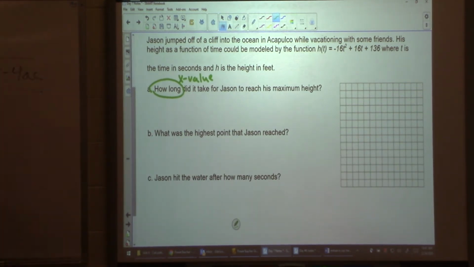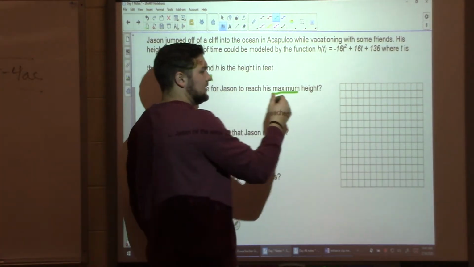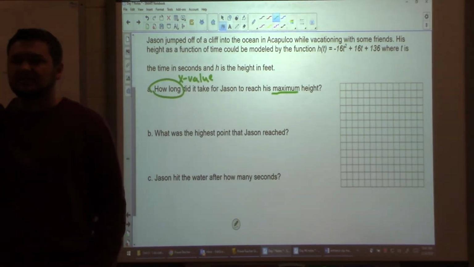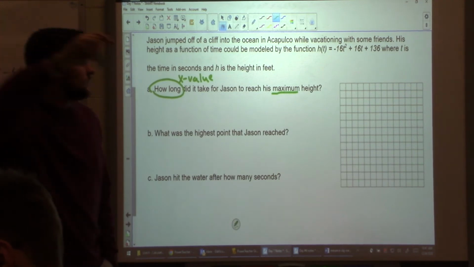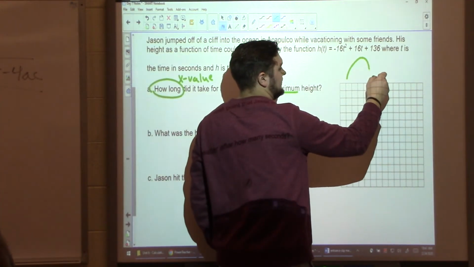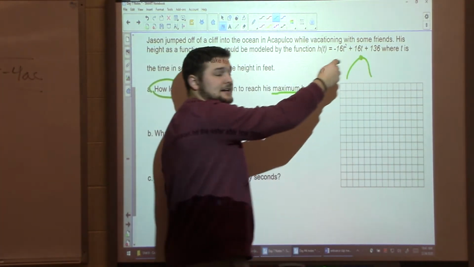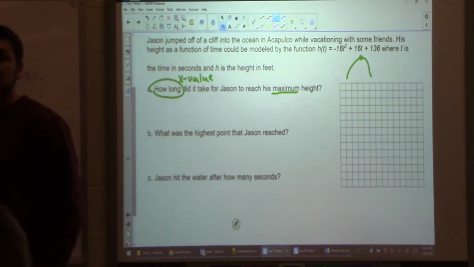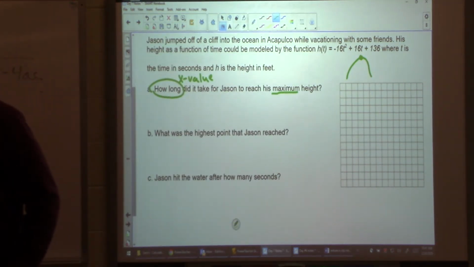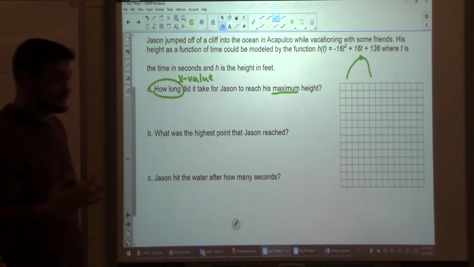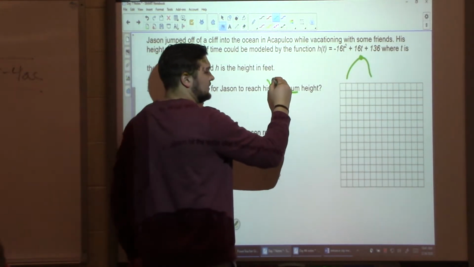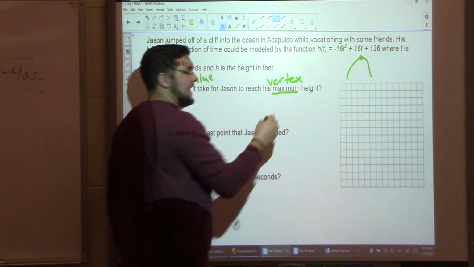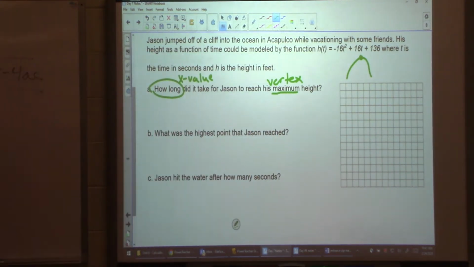Well, last week we talked about maximums and minimums, right? If I draw a parabola here, his maximum height is going to be at his vertex. So anytime you see the word maximum, it means it wants it at the vertex. So it wants the x value at the vertex. The maximum height will be its vertex. So if we want how long, x value at vertex.